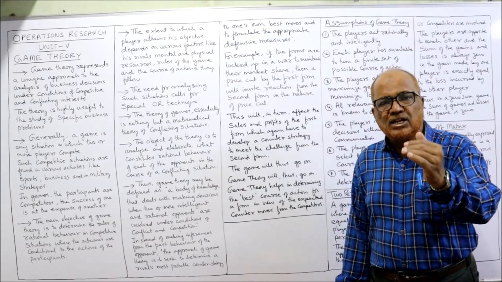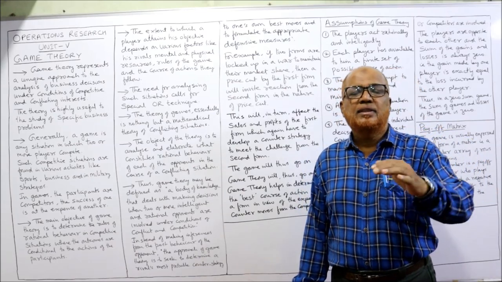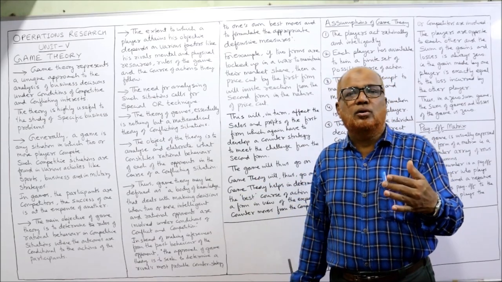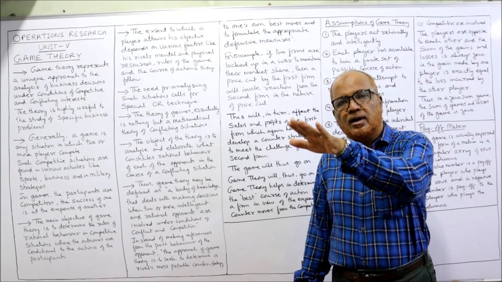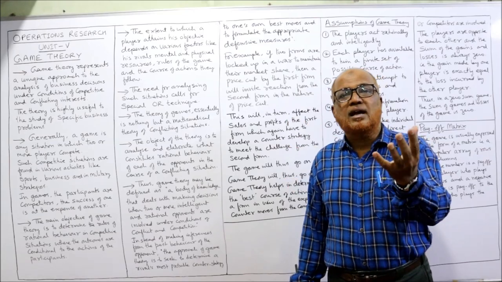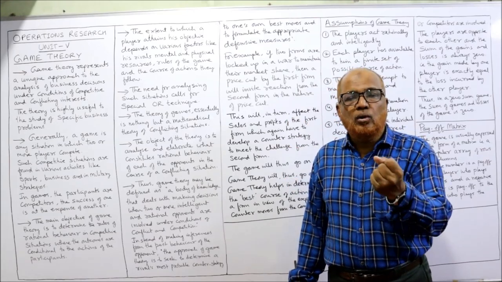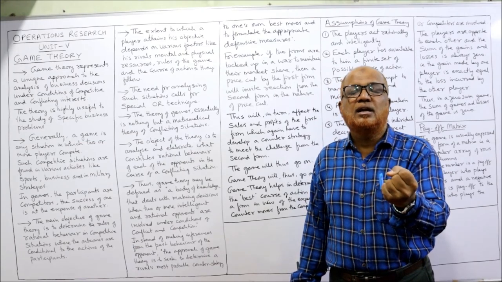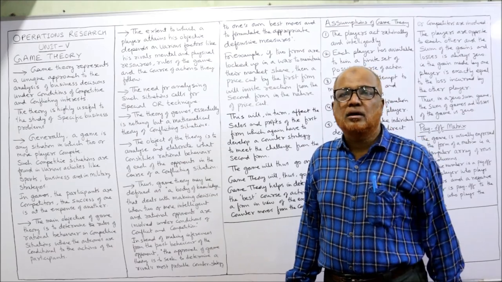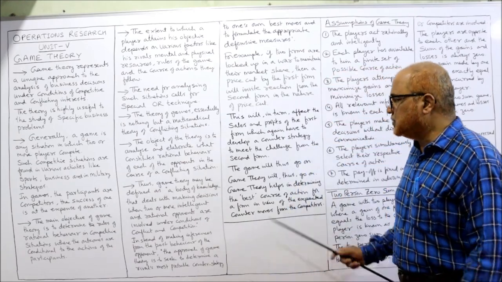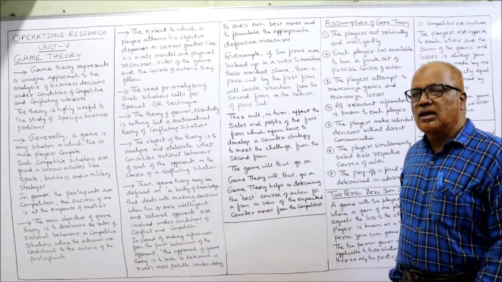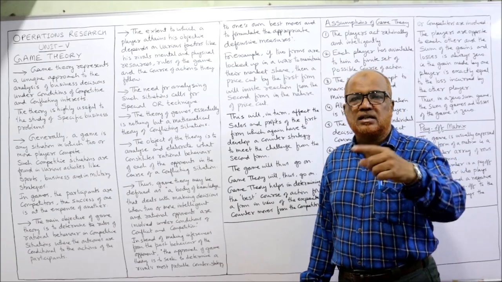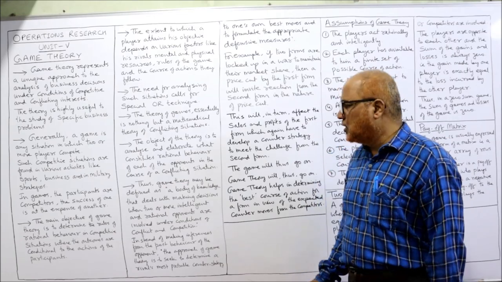So before slashing the prices, Airtel will analyze what would be the reaction of Jio. If the reaction of Jio is also reducing the price, then we have to make a second counter strategy. Then only we can achieve the objective. Otherwise, if we simply keep quiet, then definitely Airtel will not be able to achieve the objectives. The game will go on. In this way, the game will go on. Strategy, counter strategy, continuously it will go.